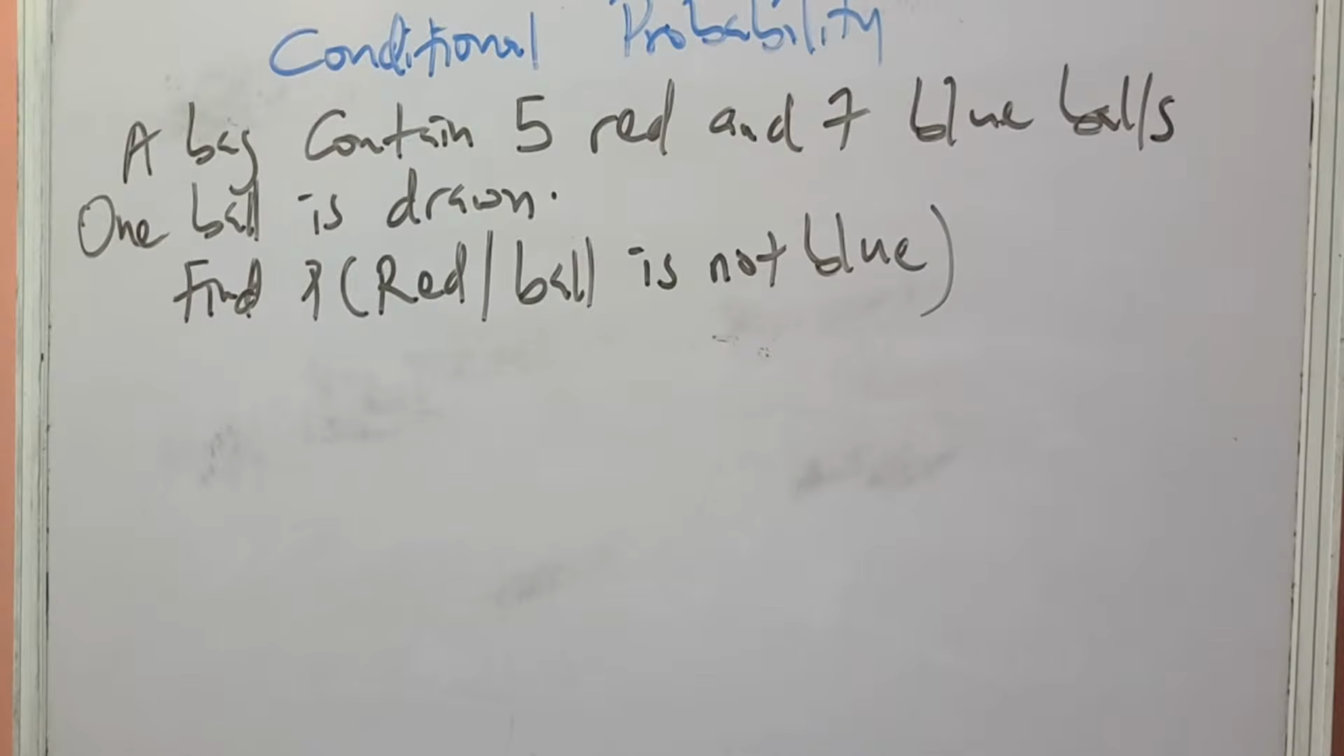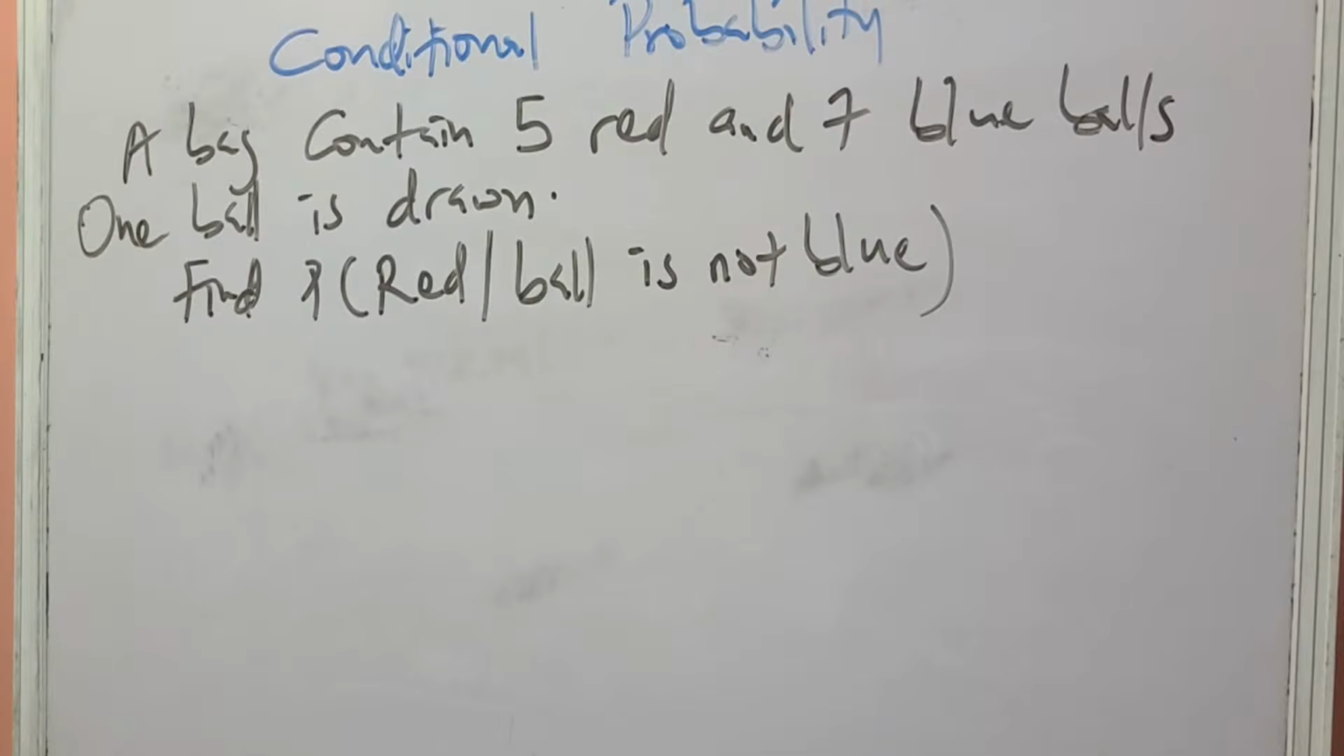Let me see who is going to tackle this question effectively. A bag contains 5 red and 7 blue balls. One ball is drawn, of course, from the bag. Find the probability of red given that the ball is not blue.